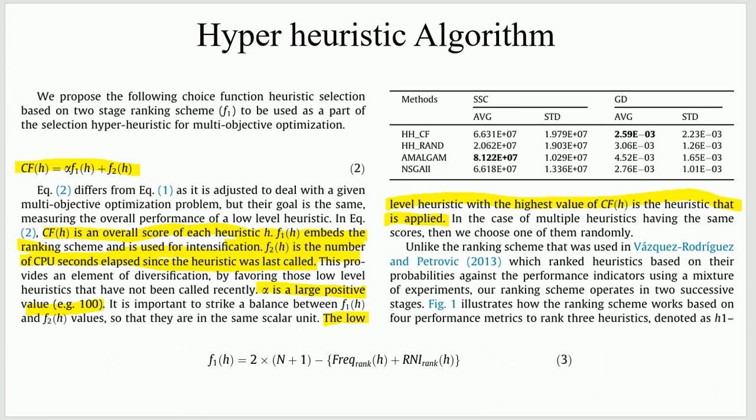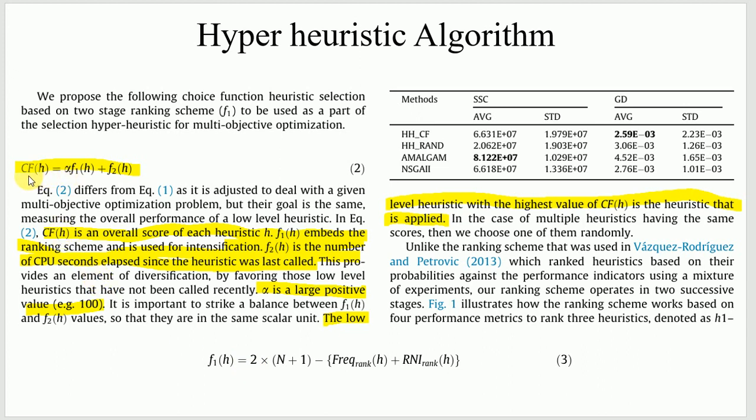So the objective function that the authors are using can be seen in equation 2. CFH is used to denote an overall score of each heuristic. So in this particular paper, three heuristics are used and they are denoted by H1, H2 and H3. So for each of the heuristic, an overall score is calculated and it is denoted by CFH.